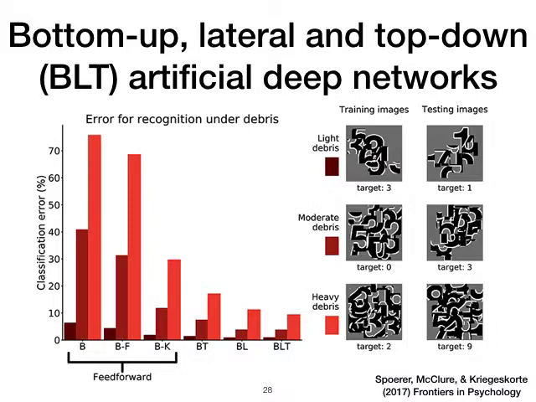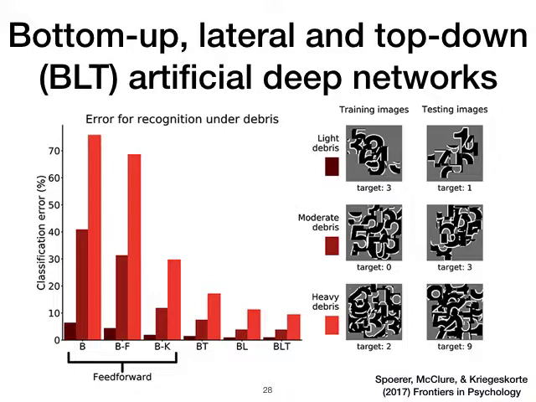Okay. If we look at the BLT network, the bottom-up, lateral, and top-down network, then, first of all, even under low debris conditions, so these dark bars here, right, it performs much better. Right? But particularly under high debris conditions where there's more noise added to the system, it really performs quite well, whereas just a bottom-up network does very poorly.